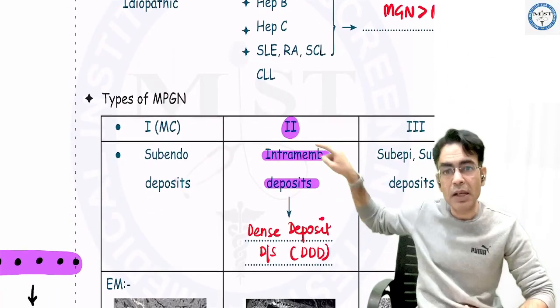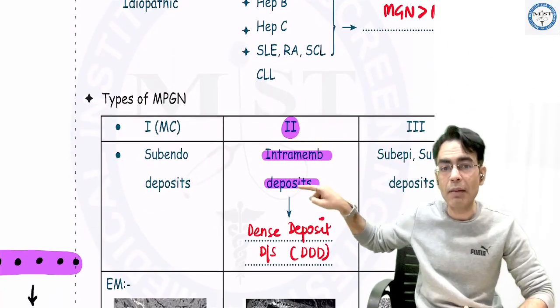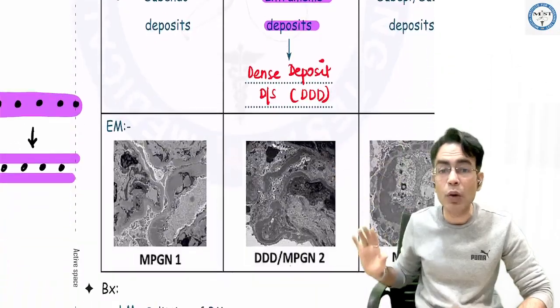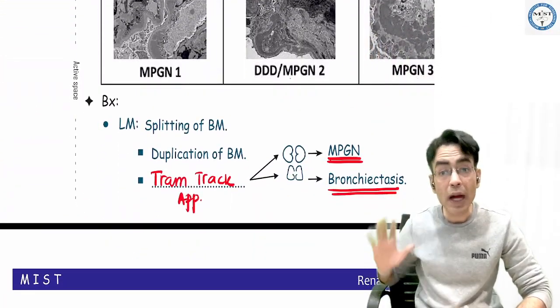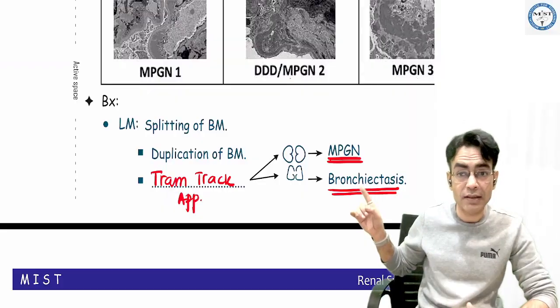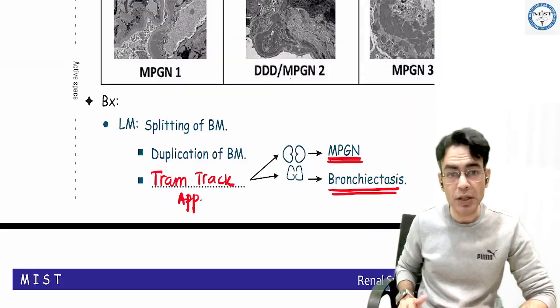MPGN is of three types. But what do we have to remember? Type 2, intramembranous dense deposit disease, in which what do we find? Duplication of the basement membrane, tram track appearance. And where else can tram track appearance be found? Bronchiectasis. And in kidney, MPGN.